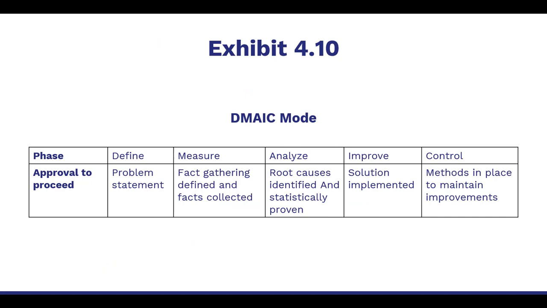When we're dealing with that DMAIC model, we have what's called define, which is a problem statement. We have the measure, which is the fact gathering, and facts collected. We have the analyze, in which root causes are identified and statistically proven. We have the improve, which is the solution implemented. Then we have the control, which is methods in place to maintain improvements. You use these facts to make logical decisions to ensure that the results are as desired.